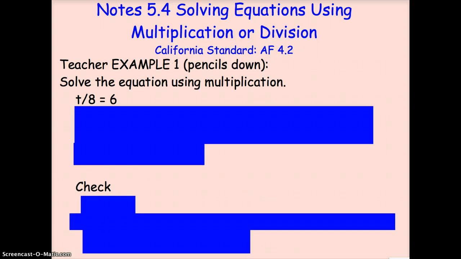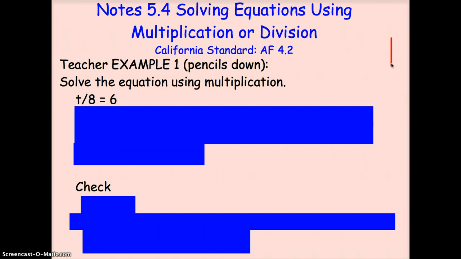Let's go ahead and take a look at teacher example 1. Solve the equation using multiplication. I have t divided by 8 equals 6. Now, as we've talked about, t is the grumpy neighbor that doesn't want anyone hanging around. So we need to undo that division.